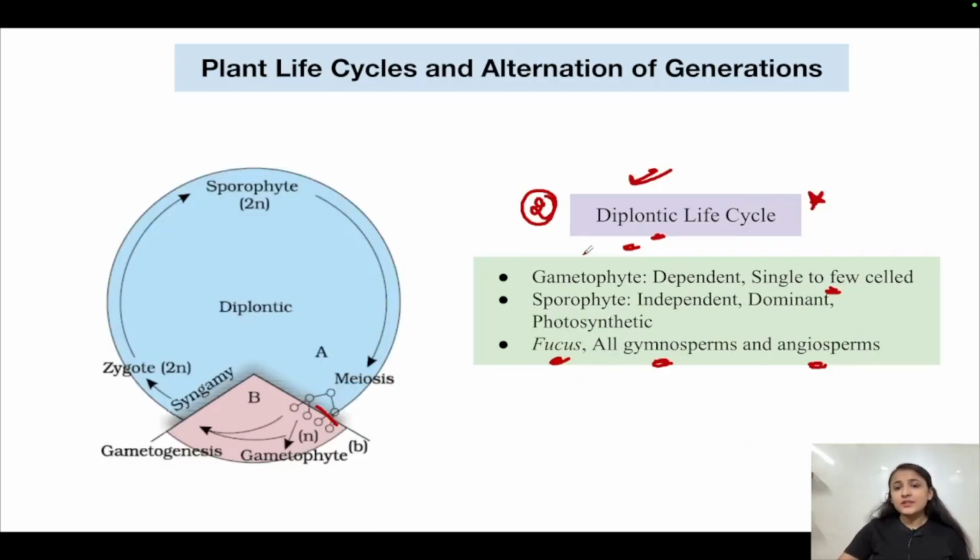In the diplontic life cycle, we saw that the gametophytic stage is the dependent stage, and it was single-celled to few-celled if we talk about algae. In gymnosperms and angiosperms, it could be few-celled or multi-celled, but we cannot call it a multicellular structure. Not a large number of cells are present, only a few. Here the sporophyte was the multicellular stage, a dominant and big structure which we could see properly, but the gametophytic stage was highly reduced.